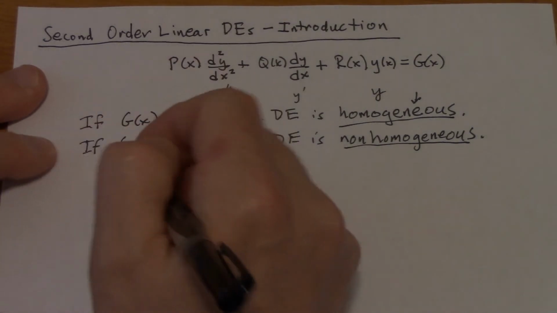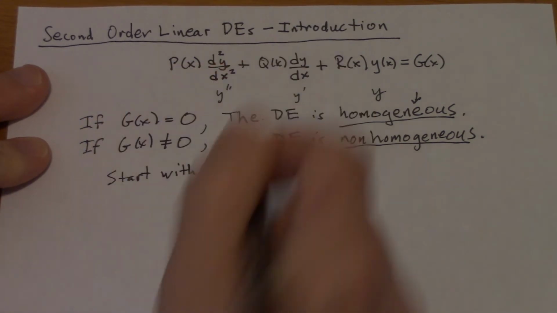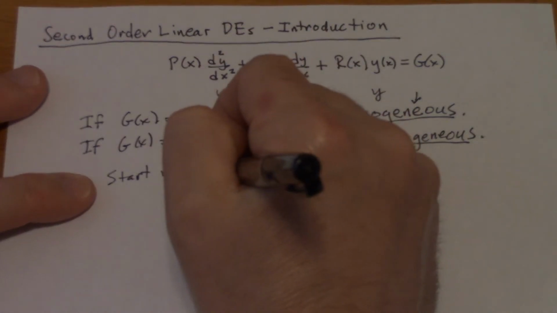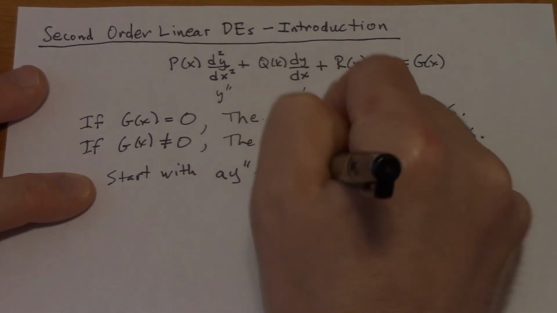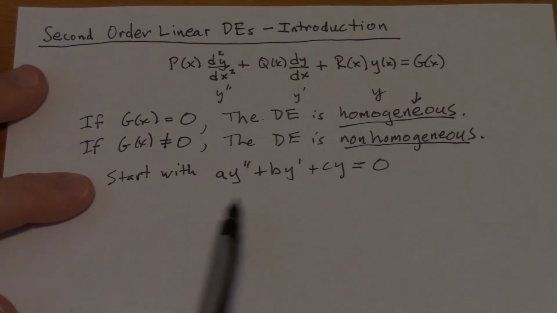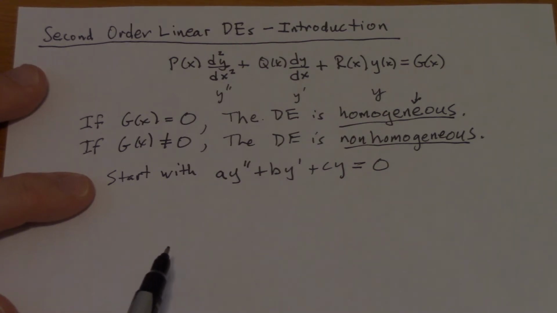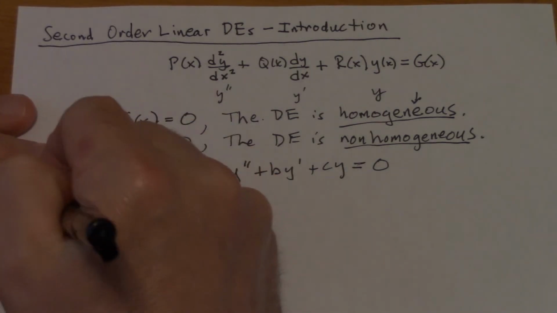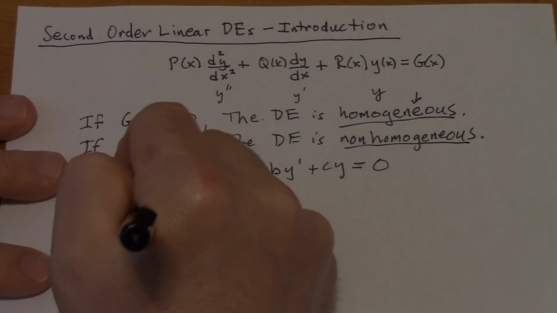Okay, so specifically, we're going to look at this case when this p of x, q of x, and r of x are actually constants. So our differential equations that we're going to start with are going to look like this. So a y double prime plus b y prime plus c y equals 0. So that's a generic second order linear homogeneous differential equation with constant coefficients. Okay, so the first thing we should know, so this is just fact stuff here. I'm not going to get into proving this for you or anything like that.